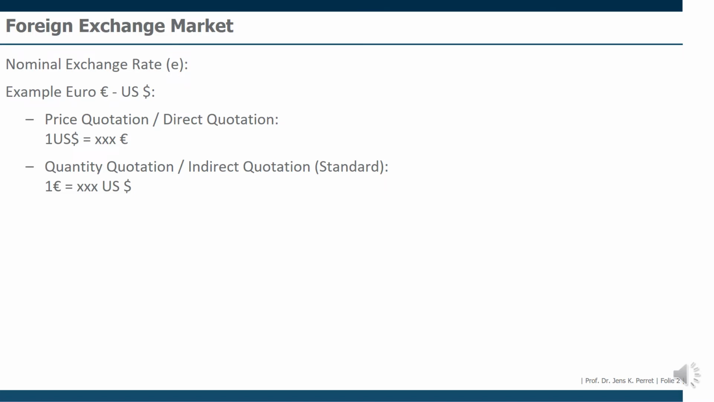In other words, if the euro gains in value, we call this appreciation. The euro appreciates. So if the euro appreciates, the exchange rate will increase. And this works the other way around as well. If the euro loses in value, we call this depreciation, or the euro depreciates. And if the euro depreciates, then the exchange rate will decrease if we use the quantity quotation or indirect quotation. That's why this is not only the standard, but the most sensible way to use here. Well, that's already the perspective of the nominal exchange rate.